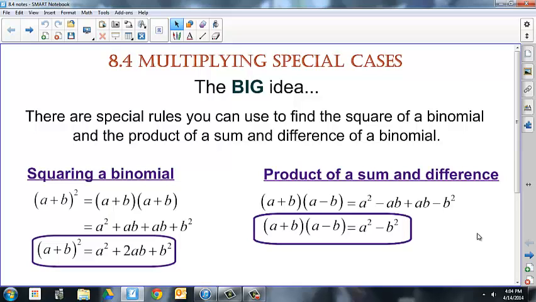Algebra 1 students, you've come to the right place. Section 8.4, multiplying special cases.